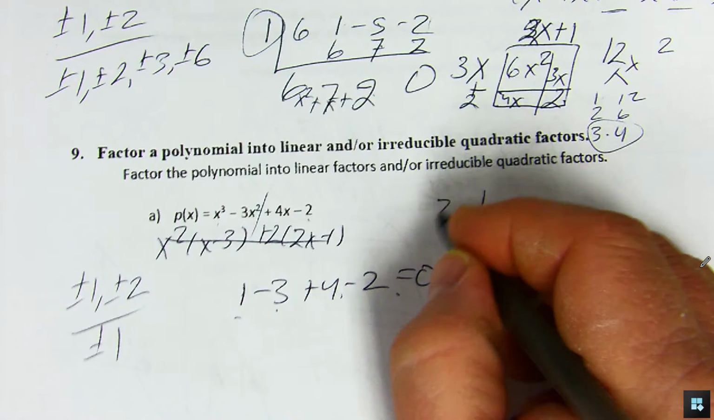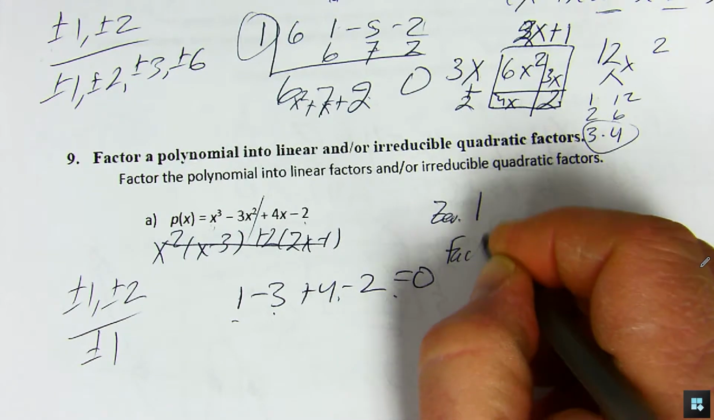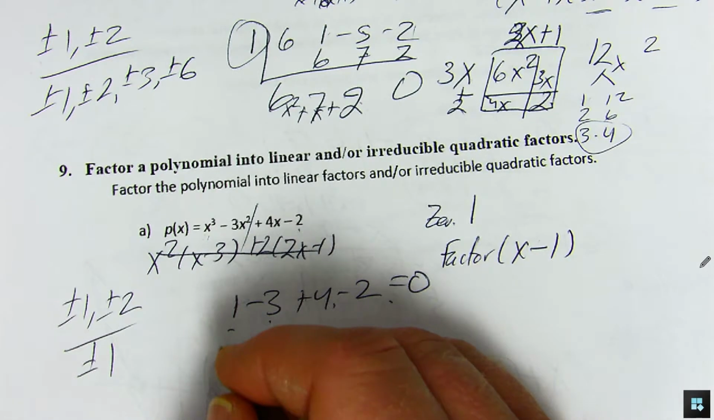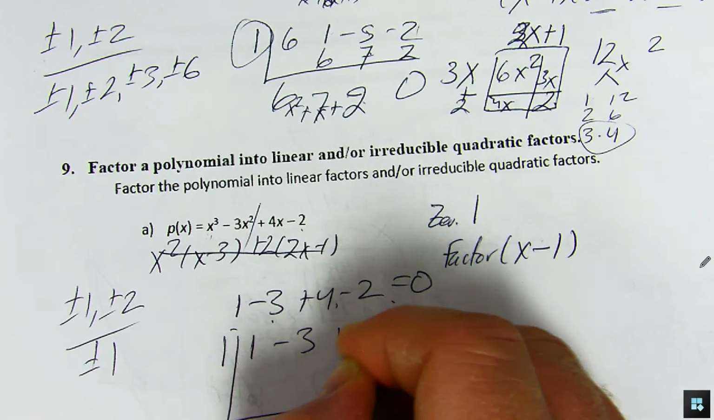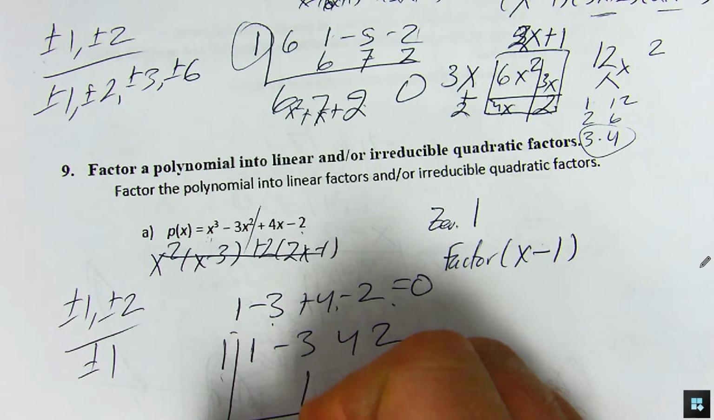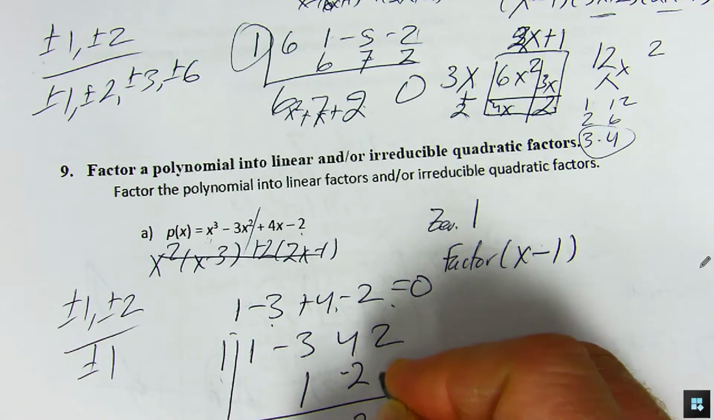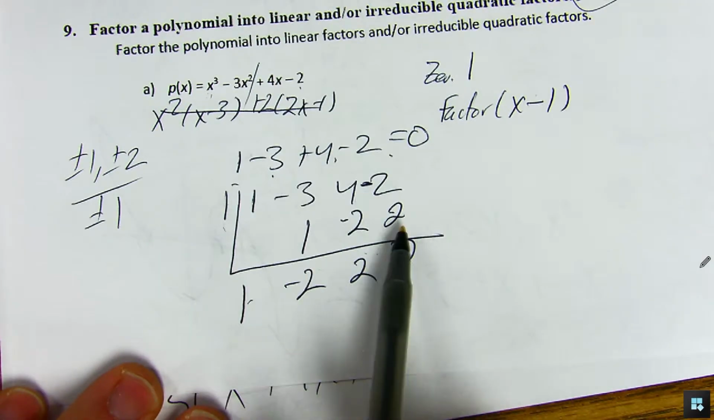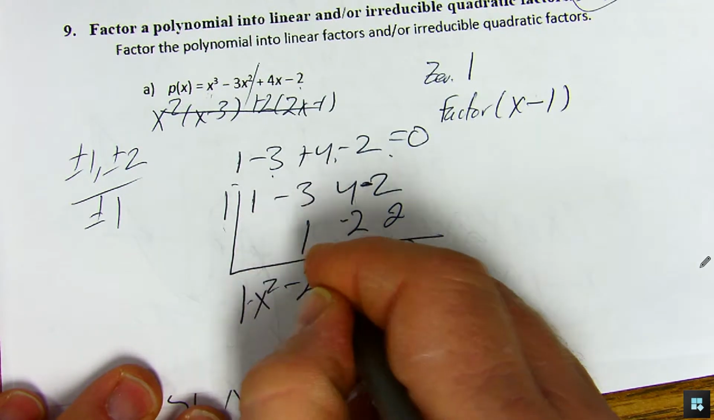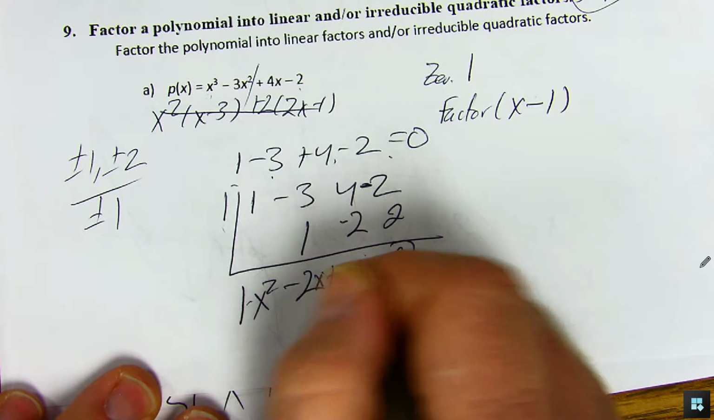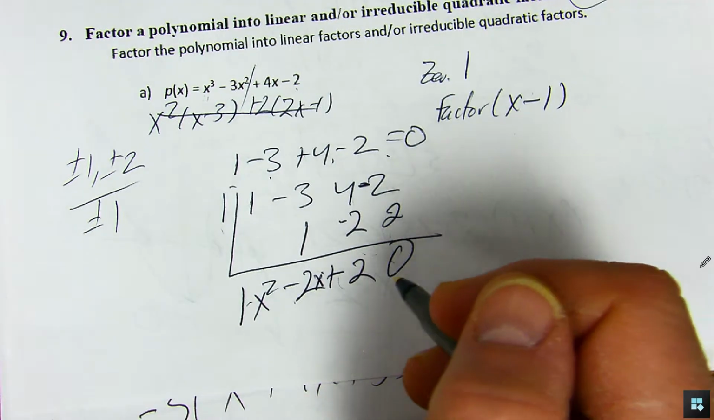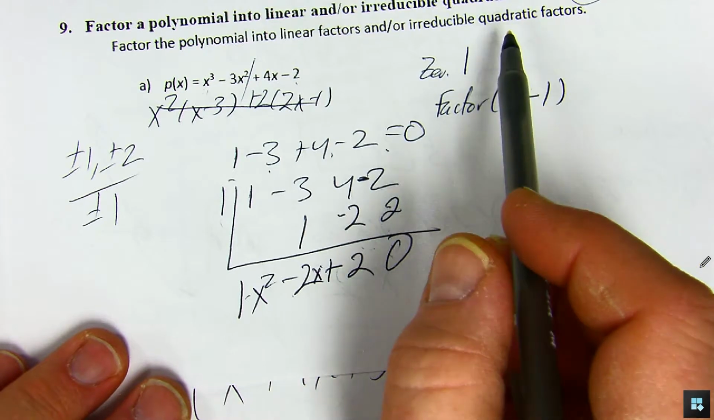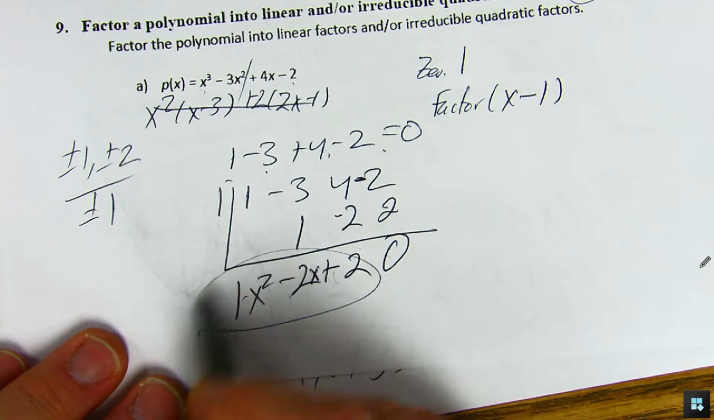1 is a 0, which means it came from the factor of x minus 1. Now I use synthetic division with 1. And that is a 0 right there, which is a good sign. I get x squared minus 2x plus 1 plus 2. There are no factors of 2 that add to negative 2. So I go to an irreducible quadratic factor. So right there, you'd be done.